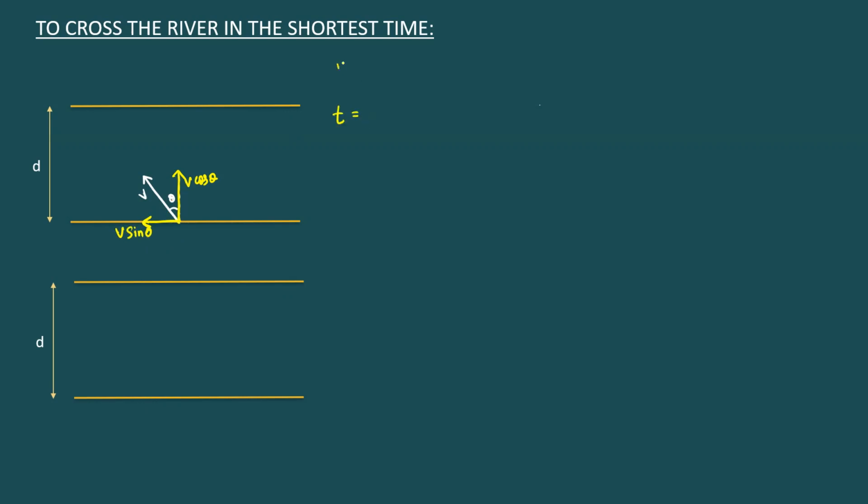Now, if I have to calculate the time taken by the man to cross the river, what will be the time? I can use the equation velocity equals displacement by time. This implies time is equal to displacement by velocity. As I told you, you need to take that displacement and that velocity which are in the same direction. So if I take displacement as d, the velocity in the direction of d is nothing but V cos theta. So I have to take V cos theta. This is the time. I have just assumed that he makes some angle theta with respect to the vertical and then moves.